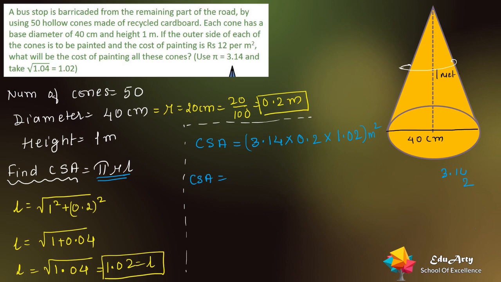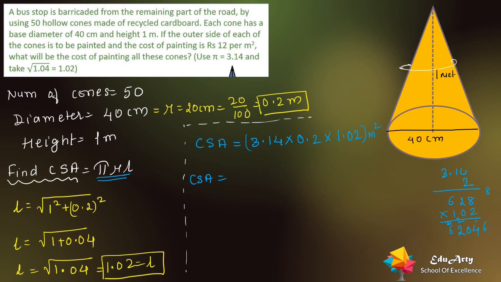314 into 2, that's 3 twos are 6 and 14 twos are 28. 628. 628 into 102. So 2 into 8 is 16 and 2 into 2 is 4, 2 into 6 is 12, and then 0 plus 2 is 2, 6 plus 2, 12, 12 plus 8 is 20. Correct, it was right. So the answer is 64056.